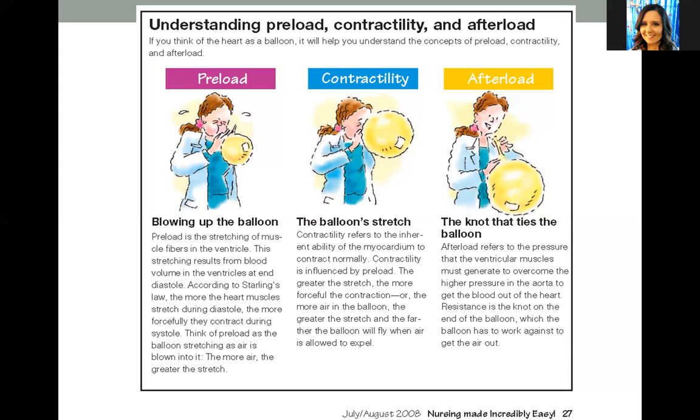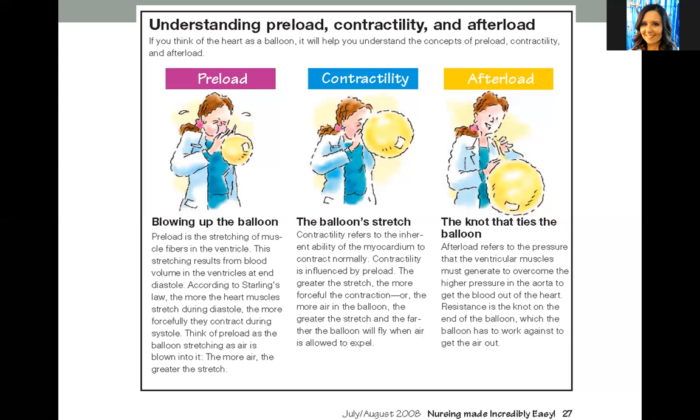The last term we're going to talk about initially is afterload. So afterload is the pressure that the ventricle has to overcome to get blood ejected out. So let me say that again. Afterload. So preload was before, afterload is after. So it's that pressure that the ventricle muscles have to generate to overcome that high pressure to get blood out of the heart.